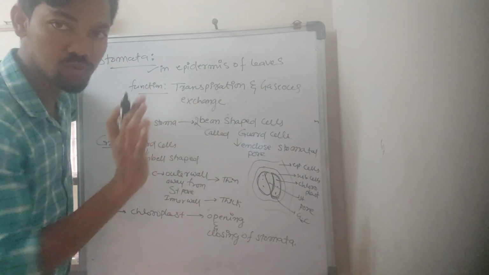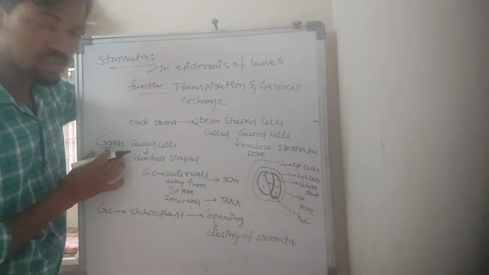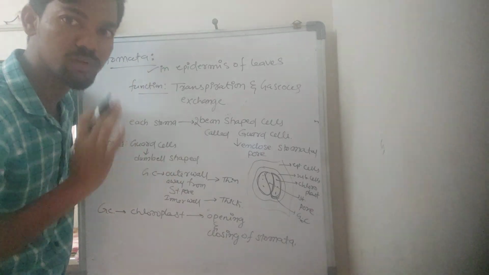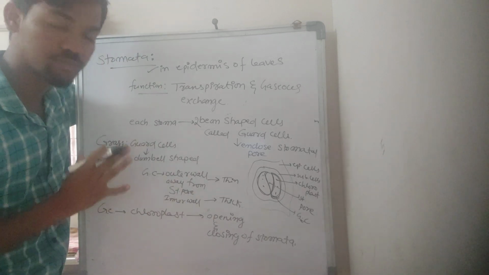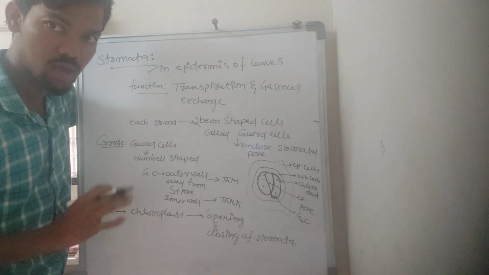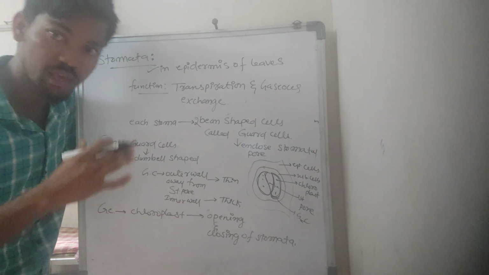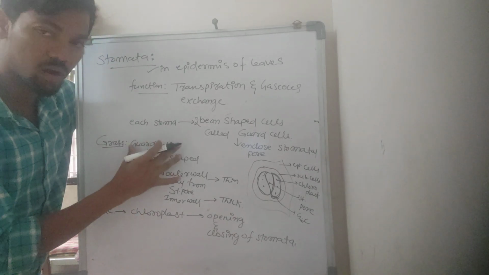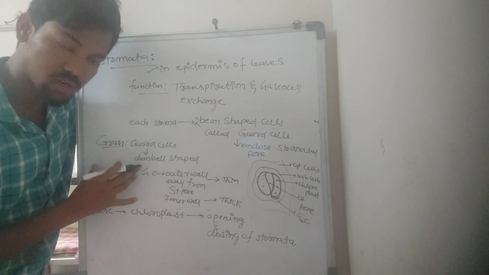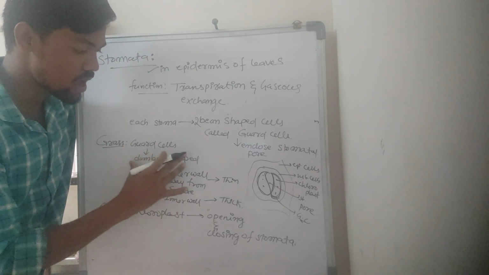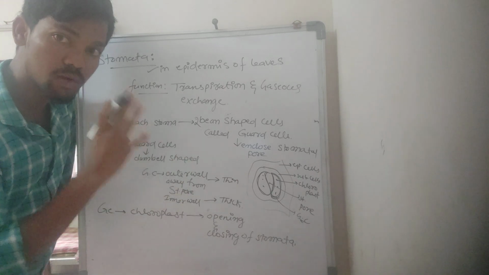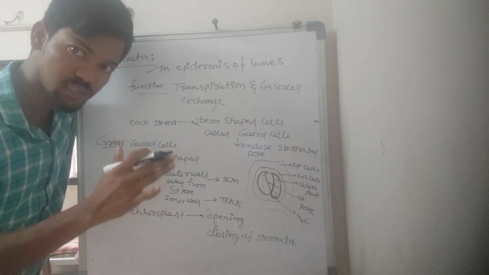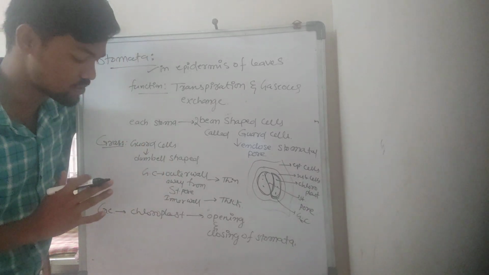Okay, this is the question. Next, in grasses, guard cells are not bean-shaped. They are dumbbell-shaped. This is the exception, and many times they ask it in the NEET exam. Normally guard cells are bean-shaped, but in grasses, exceptionally, they are dumbbell-shaped.